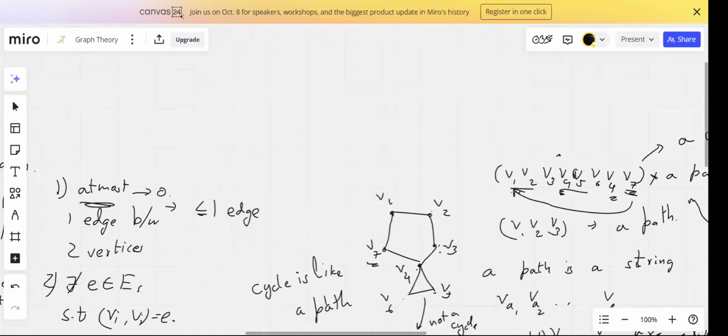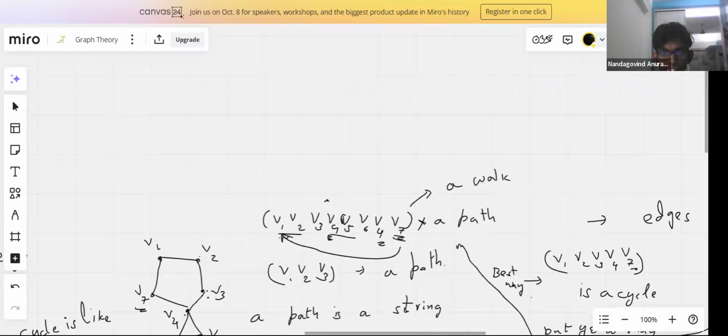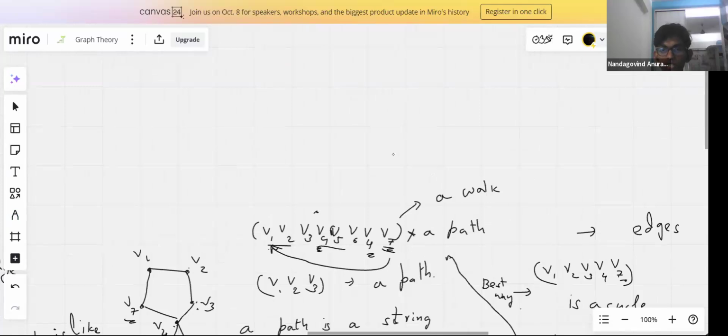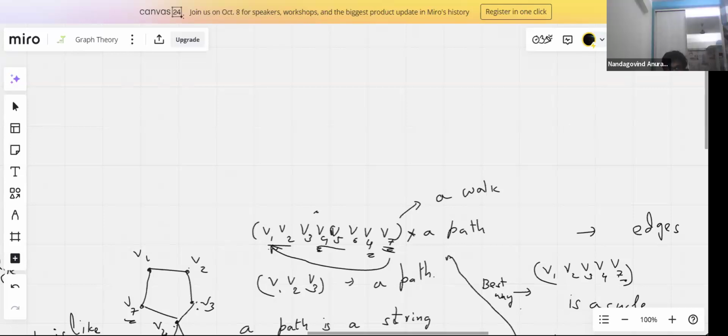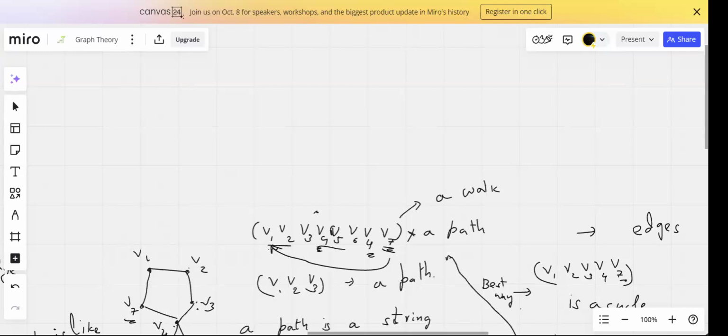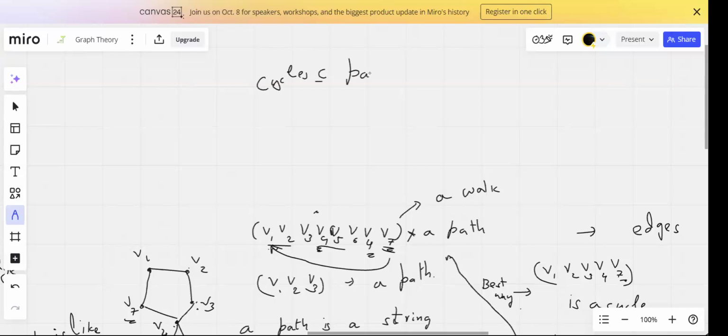If you take it in subset order, is path the biggest set, then cycle, then walk? Every path is a walk. And every cycle is a path, so cycles are a subset of paths, and paths are a subset of walks.